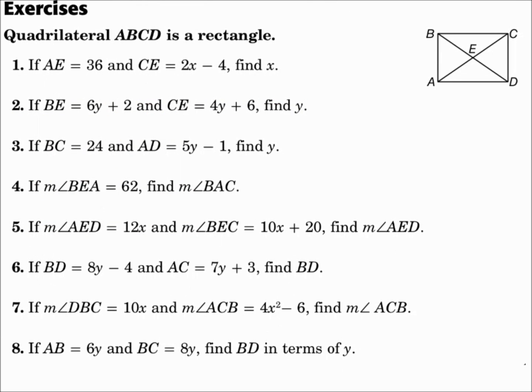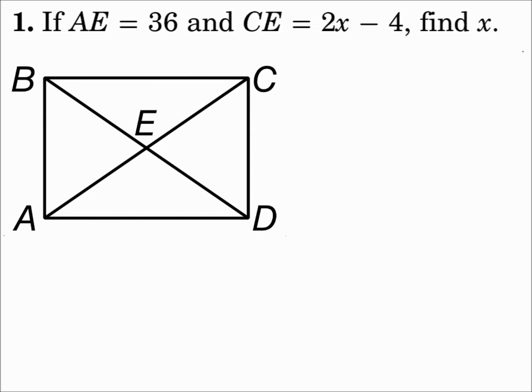Quadrilateral ABCD is a rectangle. Let's answer all of these questions, and remember, for each question, ignore the answer to the question before it and treat it like it's brand new information. Number 1, if the measure of segment AE is 36 and the measure of segment CE is 2x minus 4, find x.